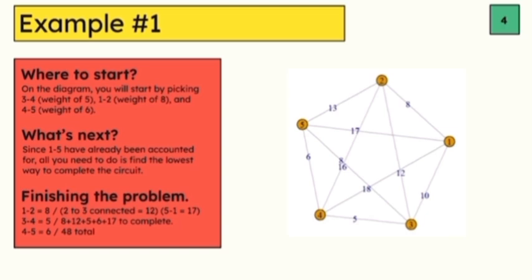At this point, all the vertices 1, 2, 3, 4, and 5 are connected. We add up all the edge weights we used: 5 plus 6 plus 8 plus 17 plus 12. That gives us the total of 48.